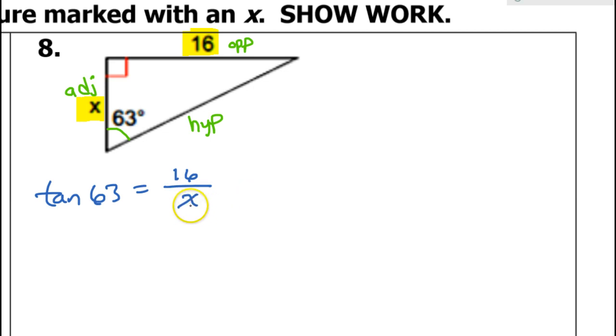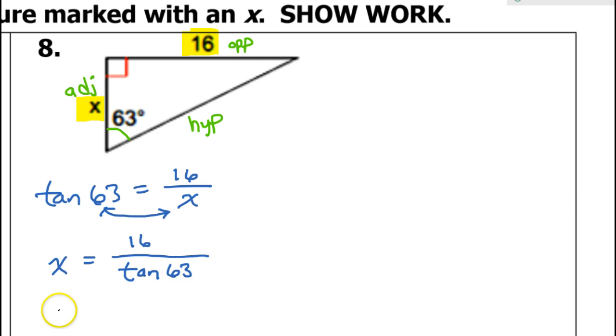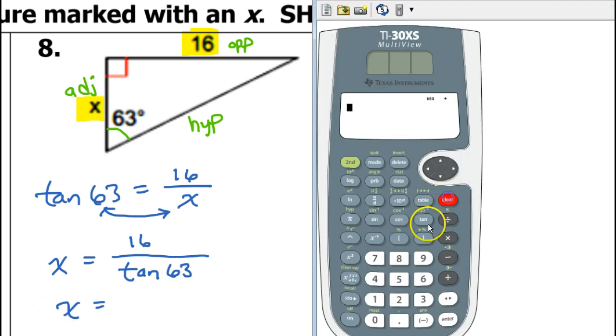Okay, when the variable is in the denominator, the easiest thing to do is to swap these. So that is going to give you x is equal to 16 over tangent 63. And then you would just put this in your calculator. So 16 over tangent 63. So that's 8.152.